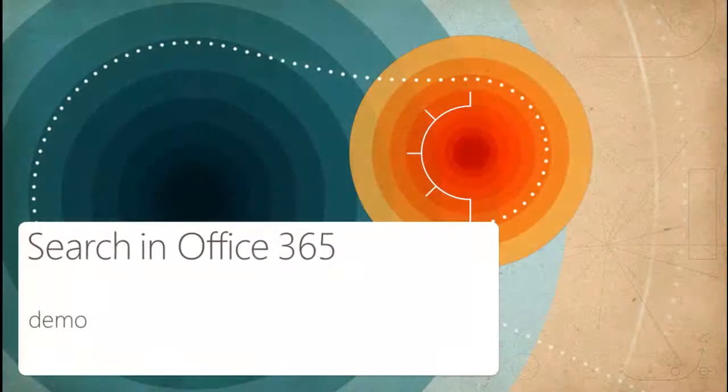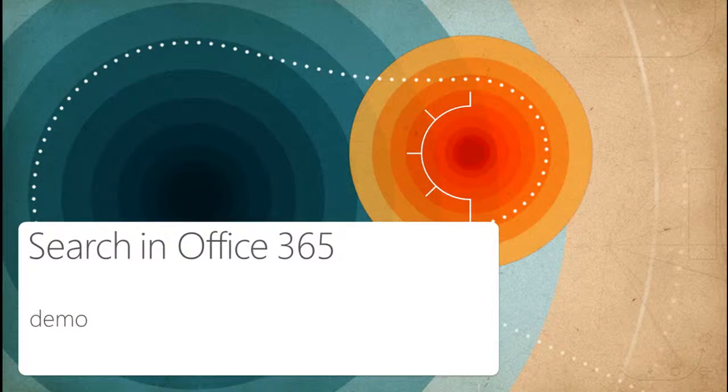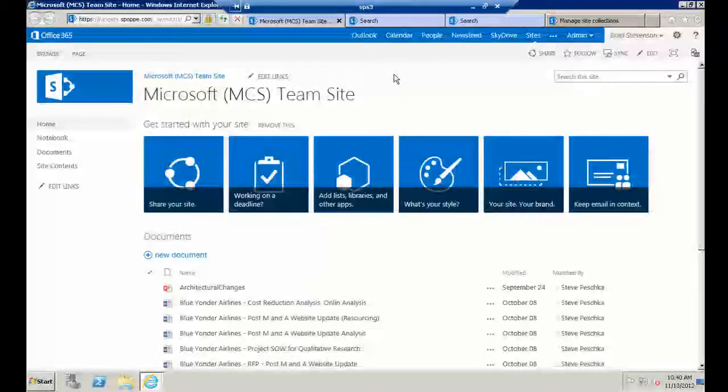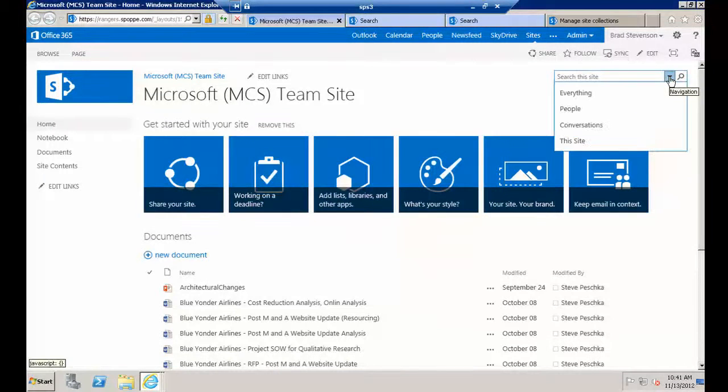So let's switch over and give you a quick demo of what search looks like in Office 365. So we're going to start out here just on a standard team site, just a regular out-of-the-box site. We just happen to have a bunch of content that's been uploaded here. So the first thing you notice is the ubiquitous search box. Not that different from the current version in the sense of being able to scope your search down to I'm looking for a person, or I'm looking for a conversation, or I'm looking for content local to this site.